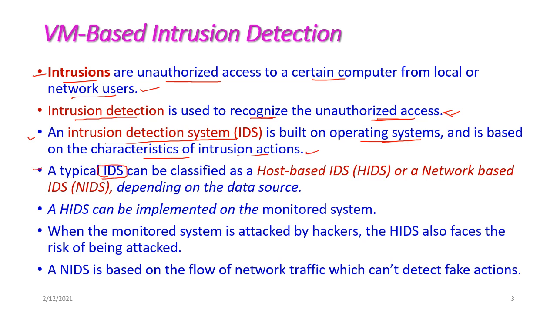A typical IDS, IDS means intrusion detection system, can be classified into two types. The first one is host based IDS and the second is network based IDS, which depend on the data sources. The host based IDS can be implemented on the monitored system, and when the monitored system is attacked by a hacker, the HIDS, that is host based IDS, also faces the risk of being attacked. And the network IDS is based on the flow of network traffic, which cannot detect the fake actions.